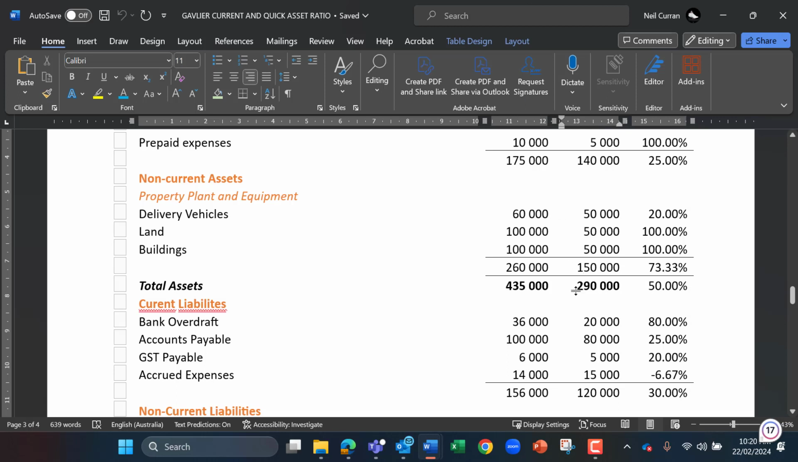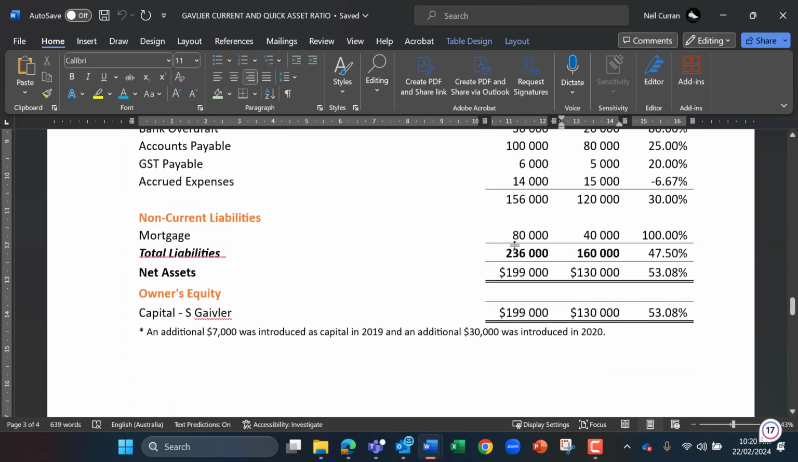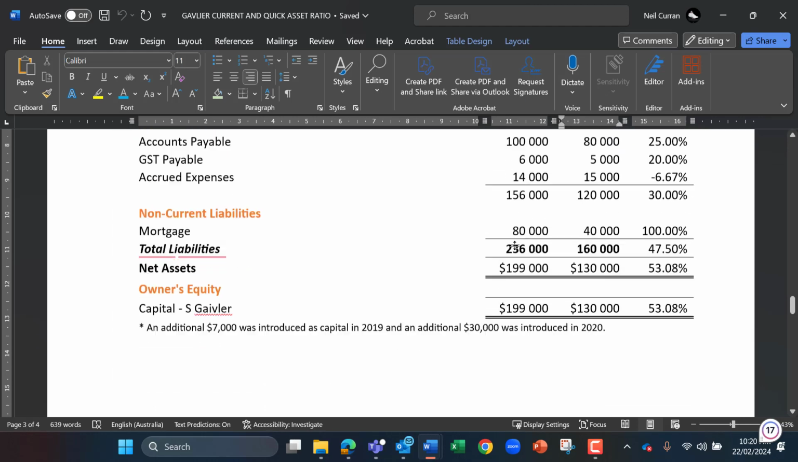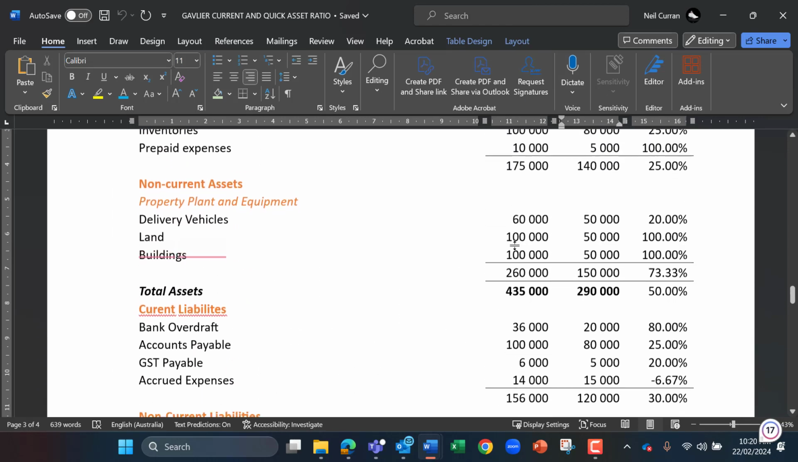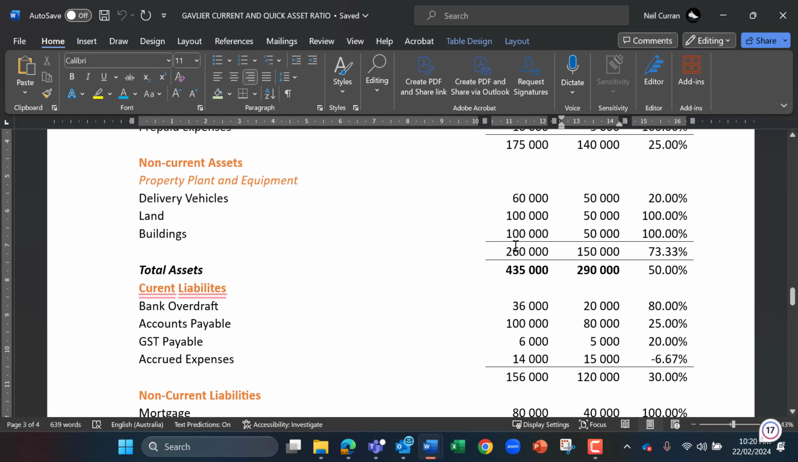So our total assets have gone from 290,000 to 435,000. Okay, and we can see here that it's been a huge increase, particularly in our land and also our buildings. So when you have such capital expenditure, normally you would use the profits from the business, but we don't have enough profits to cover that. Okay, so we have gone to other external ways in which to actually get this cash.